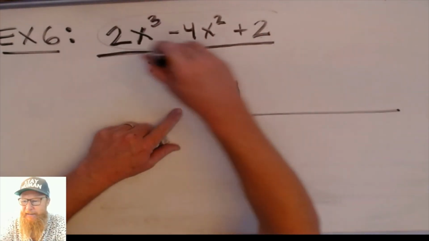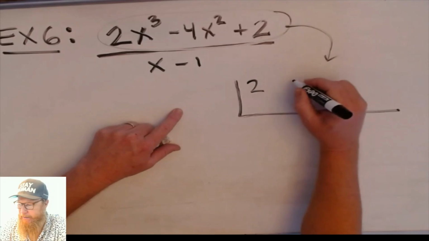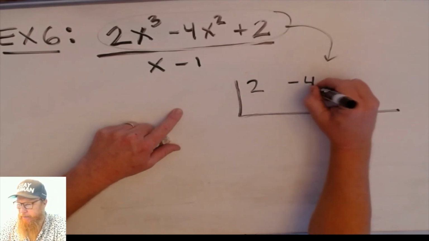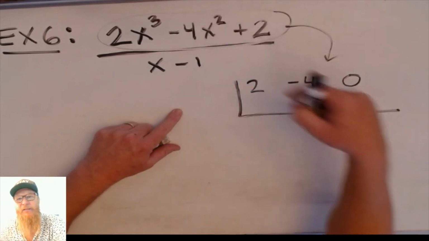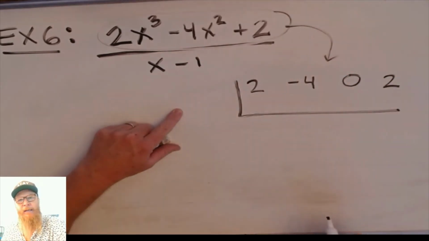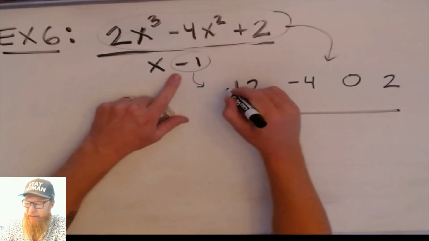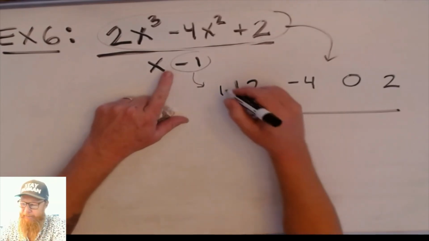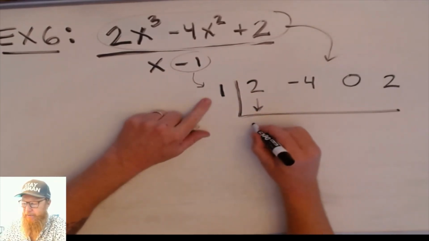So we take the numerator, which is the dividend. We strip out the coefficients, looking for any missing terms. Looks like there's a missing x term. The linear term is missing. And then for our divisor, we take the opposite of the constant term, so that's 1. And you're going to love this. Watch how much faster this is.